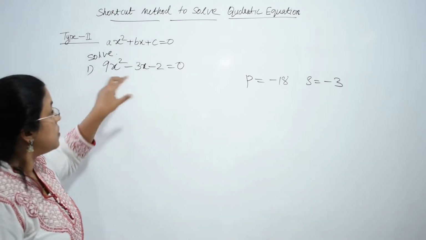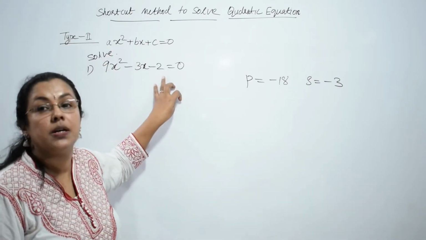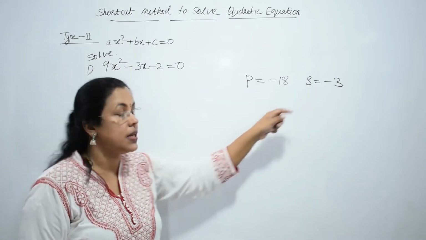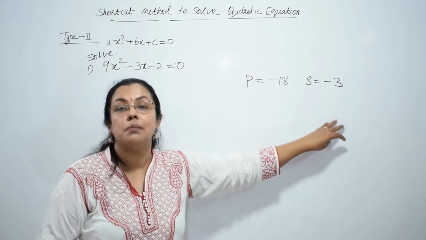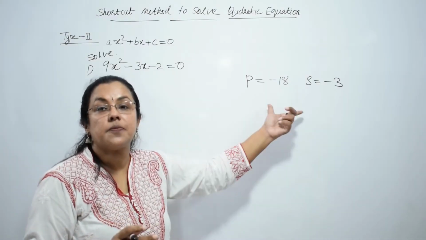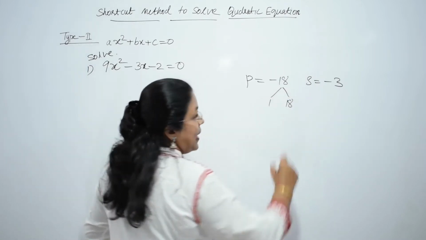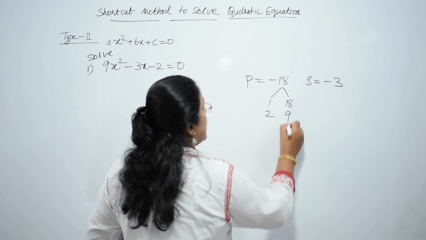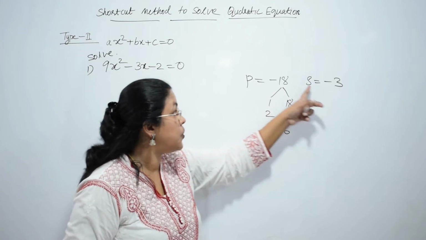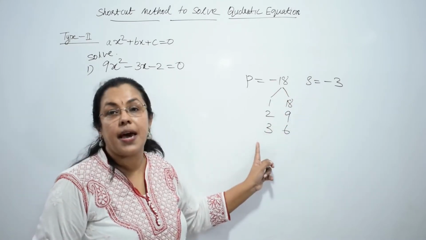Okay. Now for splitting up of middle terms, we have to find out two numbers whose product is 9 into minus 2, that is minus 18, and sum is equal to minus 3. So we have to find out the factors of 18 which satisfies both the conditions. So 1 into 18, 2 nines are 18, 3 sixes are 18. Sum minus 3, product minus 18, so the numbers are minus 6 and 3.